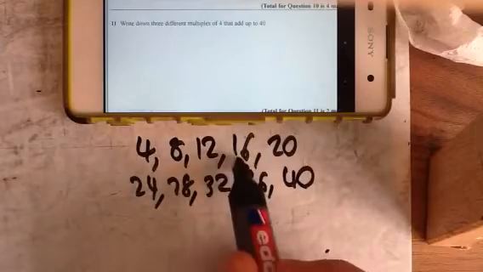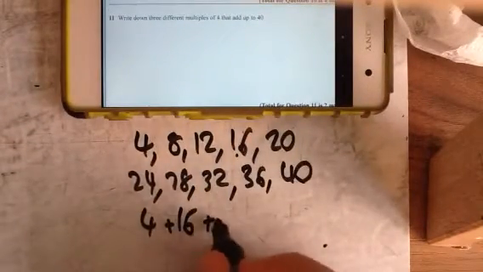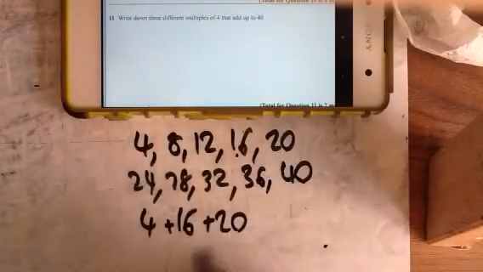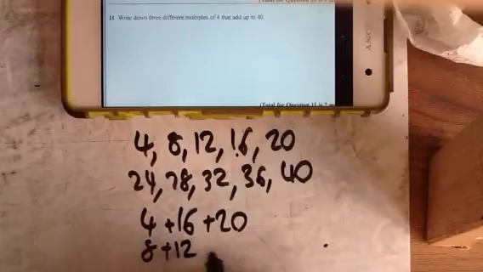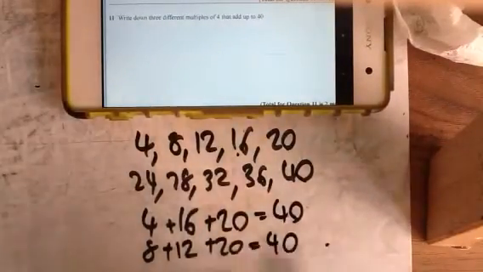So I know 4 plus 16 is 20, and 20 is 40, so I could have 4 plus 16 plus 20. I could do 8 and 12, which is 20, plus 20. 8 plus 12 plus 20 equals 40.